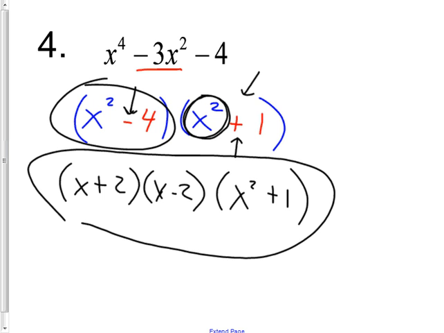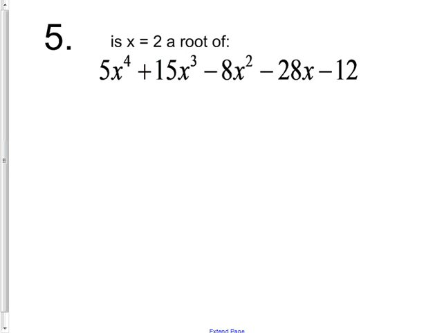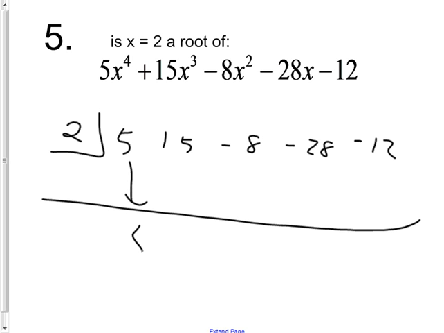Okay. Moving on. Was this one a root or not? It is not. So you check it by going like this. 2 goes in there, and you go 5, 15, negative 8, negative 28, negative 12. Draw the line, drop it like it's hot. 5 times 2 is 10. Add them, 25. The bottom line is it ends up being way too big at the end. Doesn't work. Okay, so this one's no. Give him a score out of 5. Give it back to the owner.